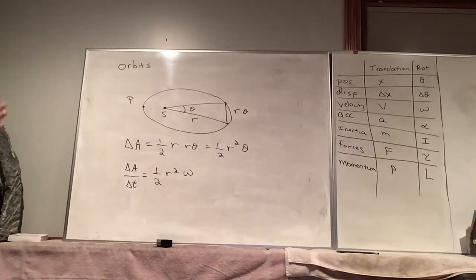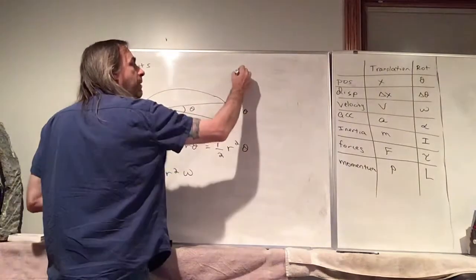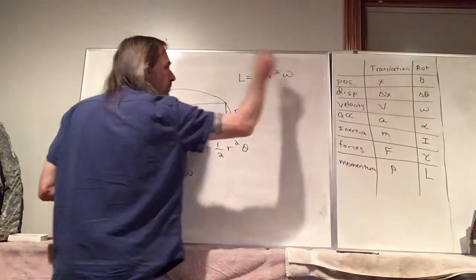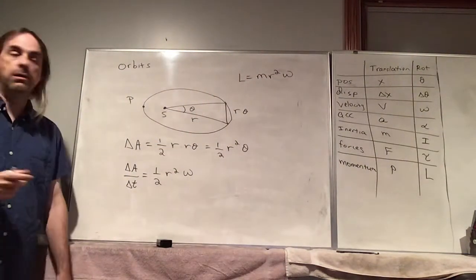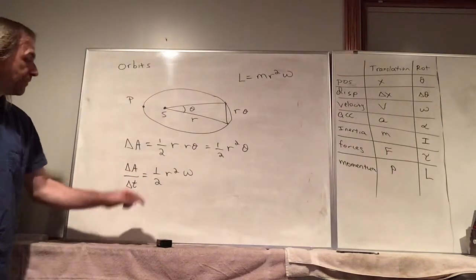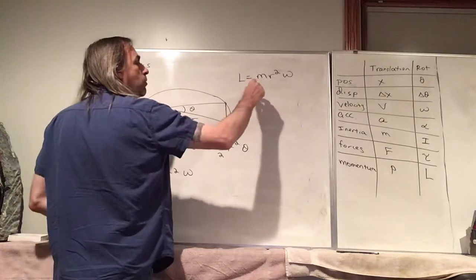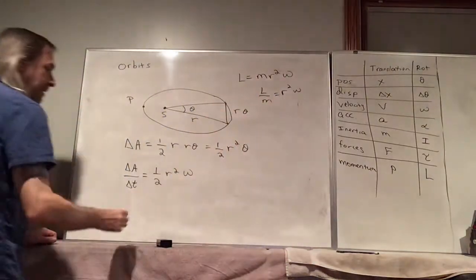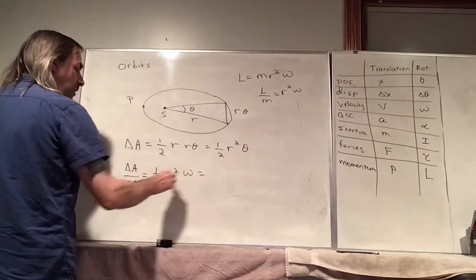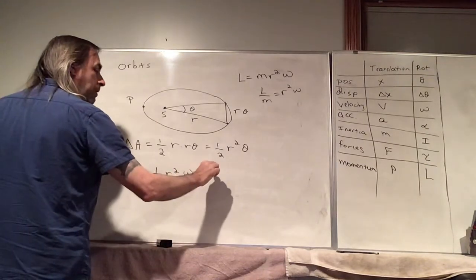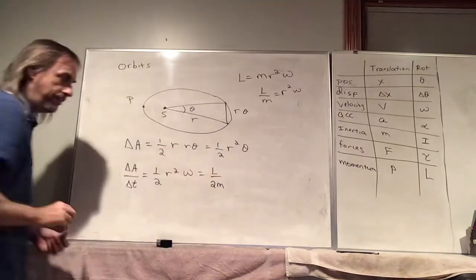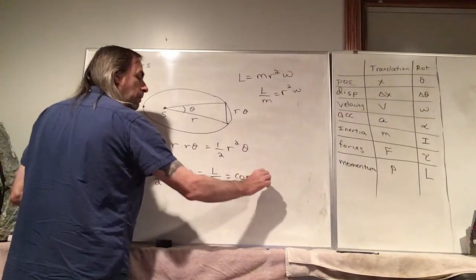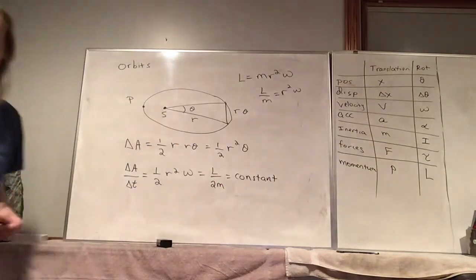And just remember the angular momentum of this object, that's m r squared omega. Remember, L is I omega. I in this case is m r squared. So r squared omega is L over m. So we can say that delta A over delta t is 1/2 times L over m, or L over 2m. And remember, this is a constant, because the angular momentum is constant.